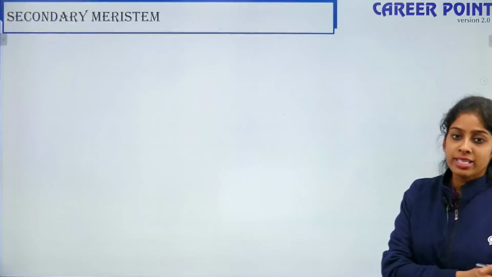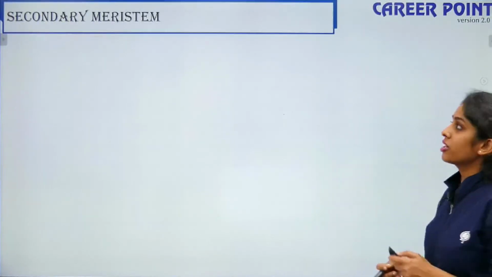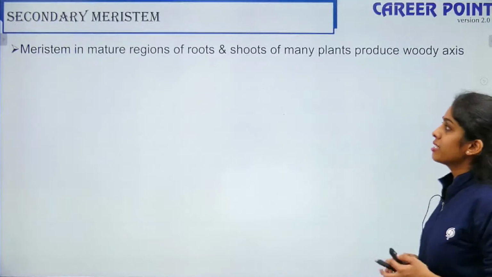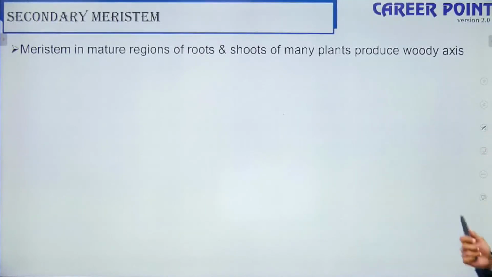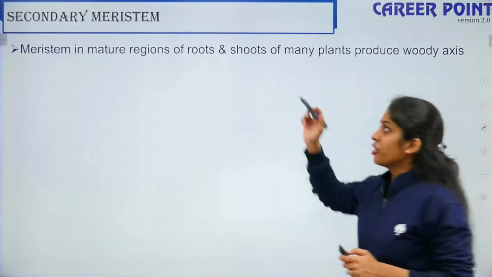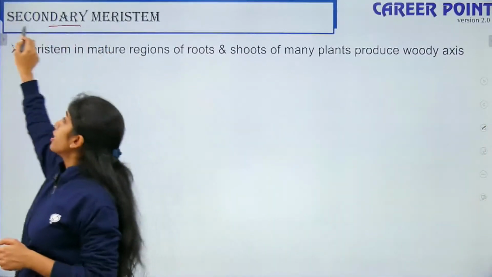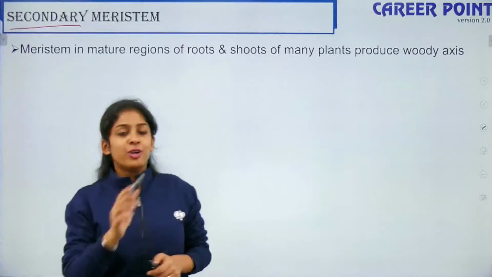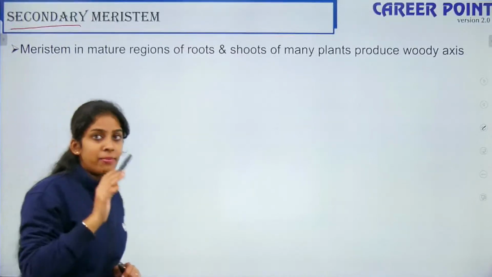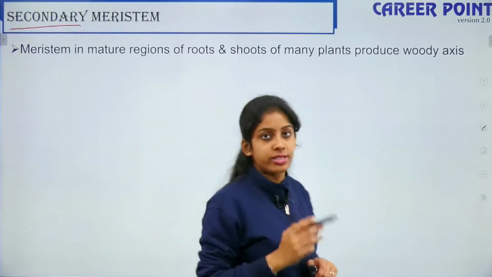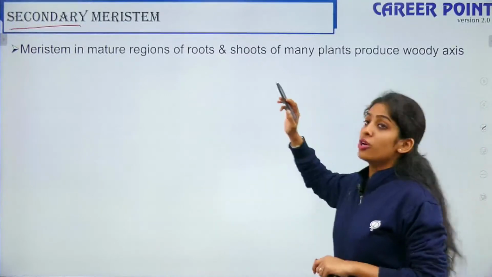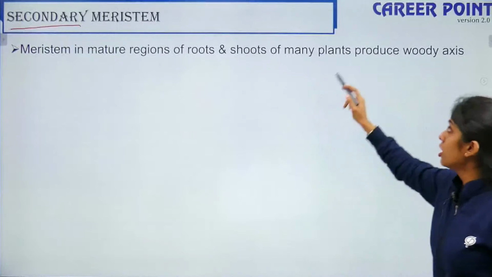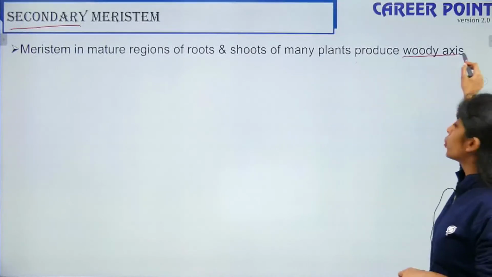So primary meristem is done. Now we are talking about your secondary meristem. The primary meristem is apical meristem plus intercalary meristem. So what is the secondary meristem? Meristem in mature regions of the root and shoot of many plants produces woody axis.